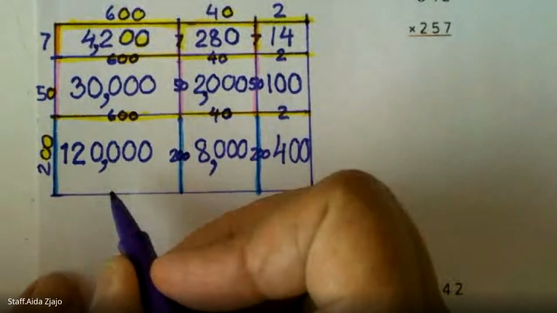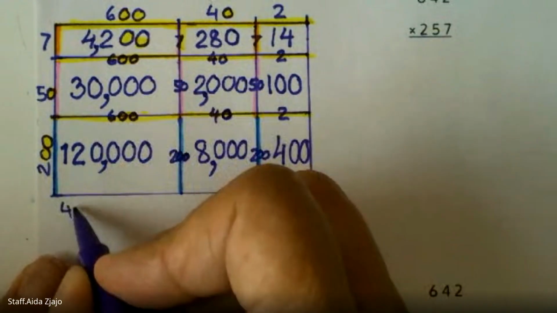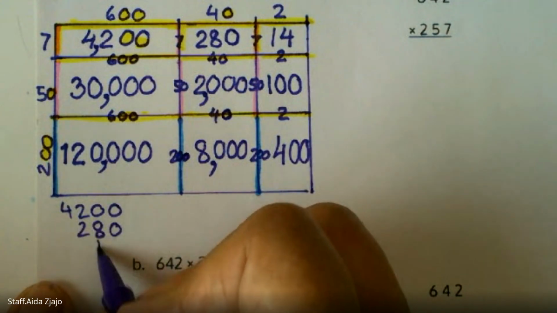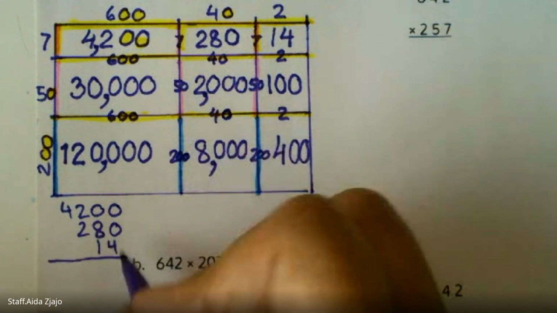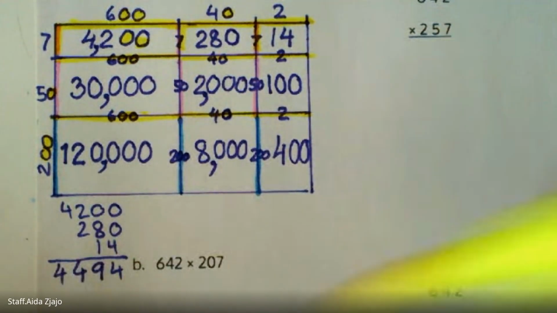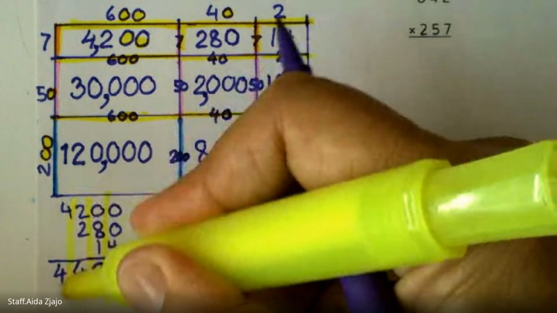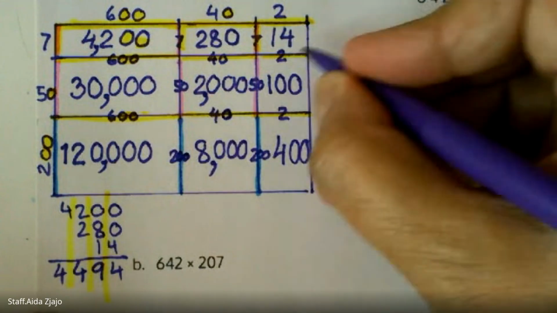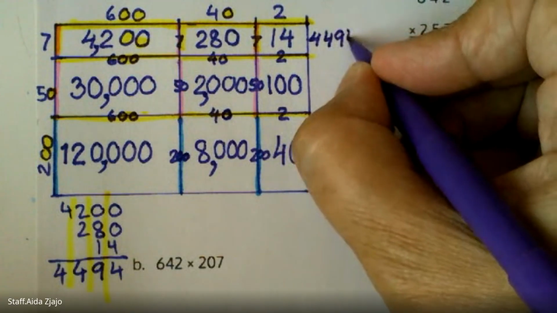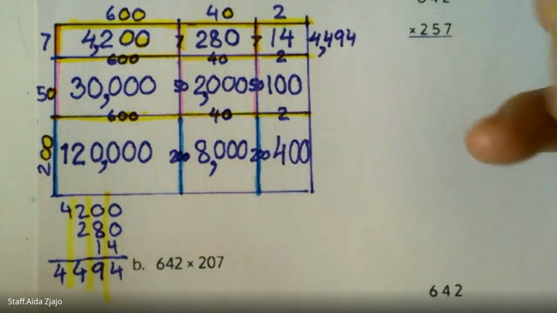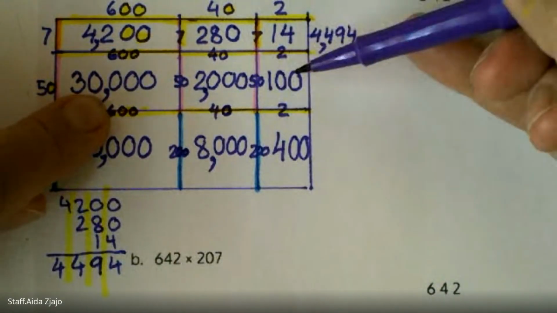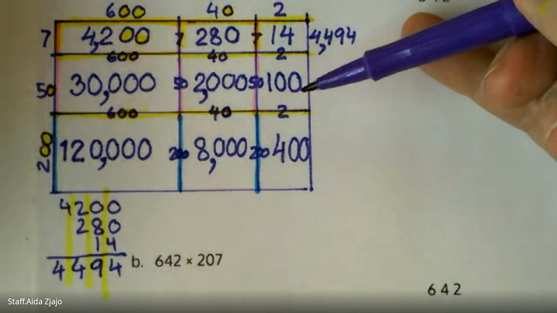So if I add this, 4,200 plus 280, you can easily make a mistake if you don't pay attention and you're a messy worker with 3 by 3 digit multiplication. So I know this is 4,494. Okay, now let's do this one. 30,000 plus 2,000 is 32,000, and one more 100, 32,100.